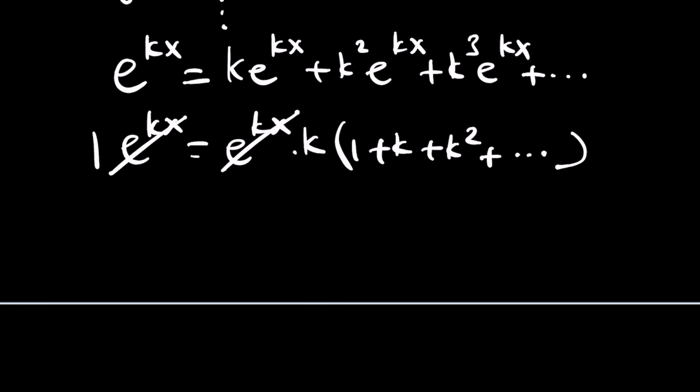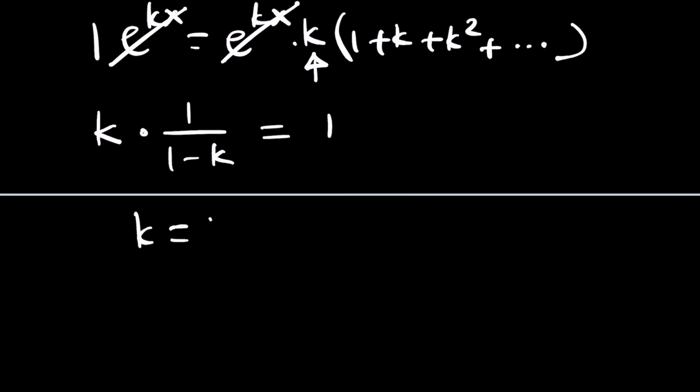But if you remember the formula for the infinite geometric series, this turns into k times 1 minus k over 1 minus k squared. Wait a minute, is that correct? No, I don't think so. It is actually not that. It's 1 over 1 minus k. I don't know what I'm talking about. And this is equal to 1. Great. What does that mean? It just means that we're going to cross multiply, and that gives us k equals 1 minus k, and from here 2k equals 1 gives us k equals 1/2.